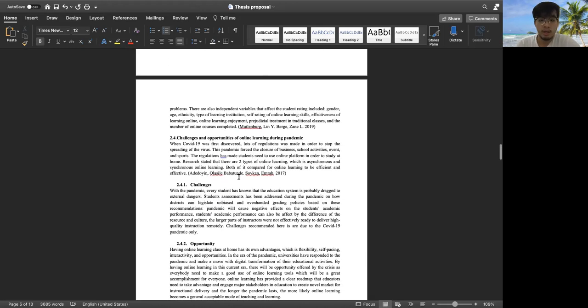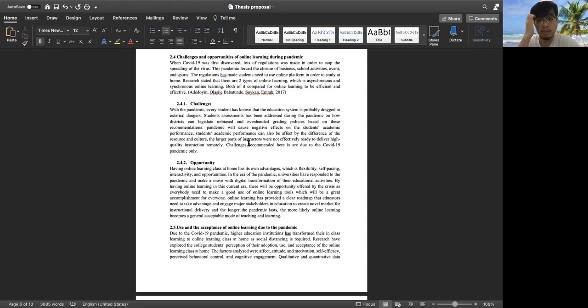With the pandemic, every student has known that the student education is probably dragged to external dangers. Students' assessment has been addressed during the pandemic on how district can legislate unbiased and even-handed grading policies based on these recommendations. And it may also be an opportunity for the online learning as it is more flexible for them to study while online learning. They can manage their time properly and they can manage when to do their work. But if you're not persistent, you can fail on some subjects.